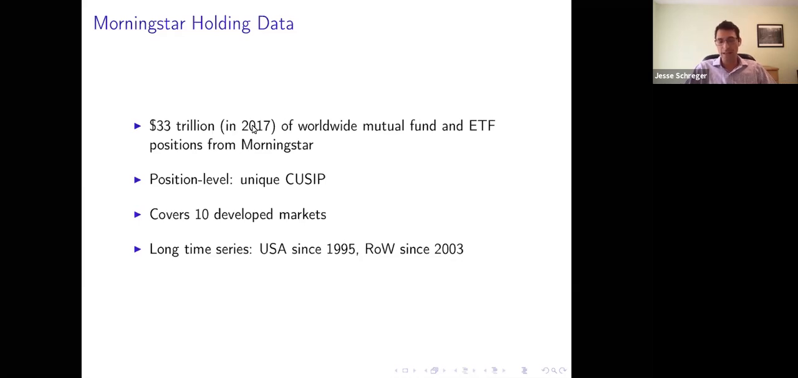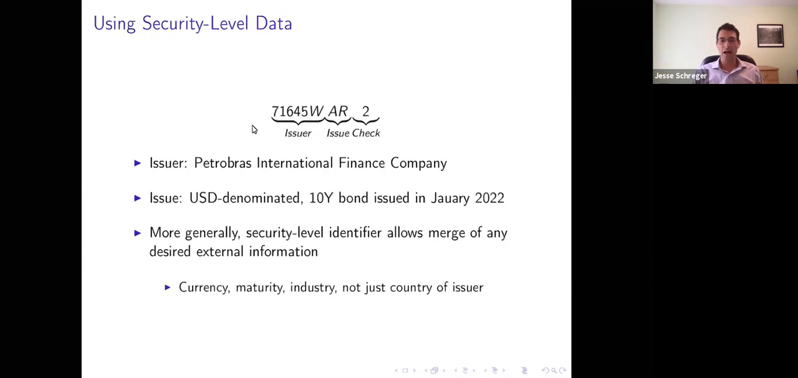And so we can cover investors from 10 different developed markets. Beginning from the security level, we can go all the way from individual security holdings up to around $33 trillion of wealth of worldwide mutual fund and ETF positions. What's particularly important for us, and as you think of your own research going forward, is the power you have when you begin with a security level data set for questions in international macro. Let me explain what I mean by that.